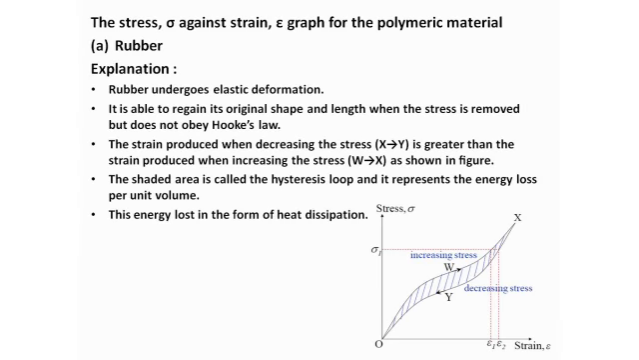Now this is the stress strain relationship for polymeric material. Let us take the example of rubber, and this is the graph. Let us discuss this graph. We all know that rubber generally undergoes elastic deformation, meaning that after removing the applied force, the rubber always tries to come back to its original state. It is able to regain its original shape and length when the stress is removed, and thus rubber never follows Hooke's law, right?